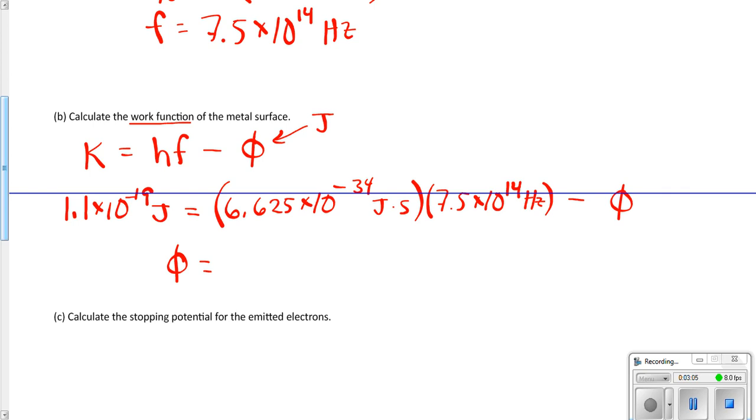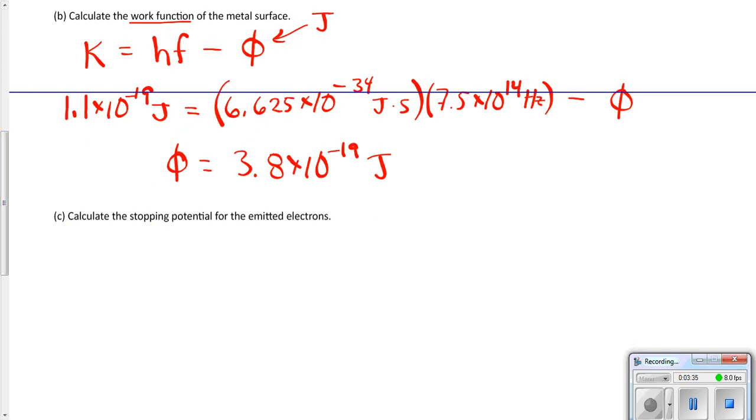6.625 e negative 34 times 7.5 e 14. And then we're going to do 1.1 e negative 19 minus that number. And we get the work function to be 3.8 times 10 to the negative 19th joules.